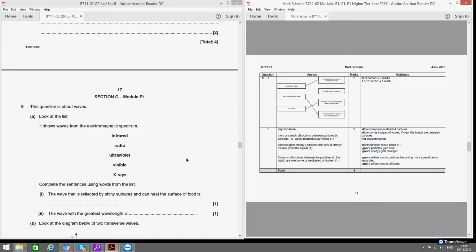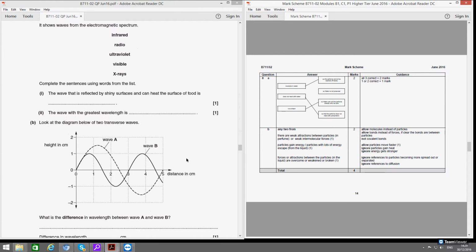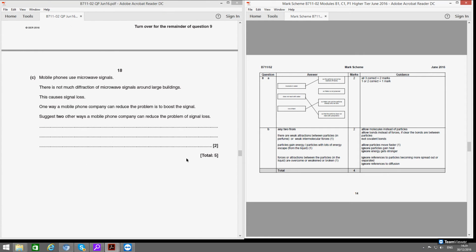Okay. All right. 9C. This is all to do with waves. This question, this is physics. I know it's your favourite topic in the world.